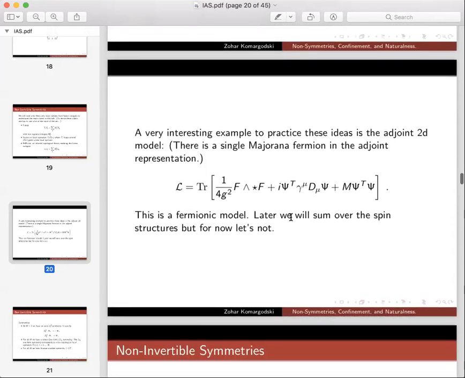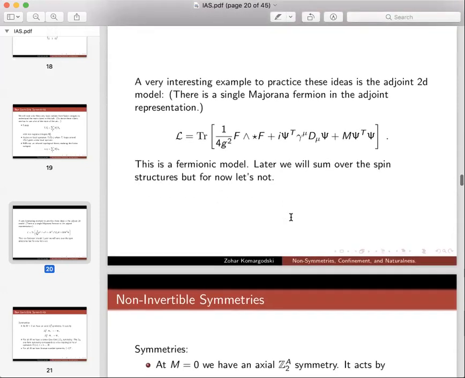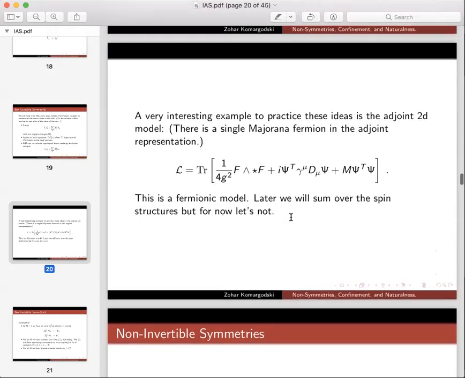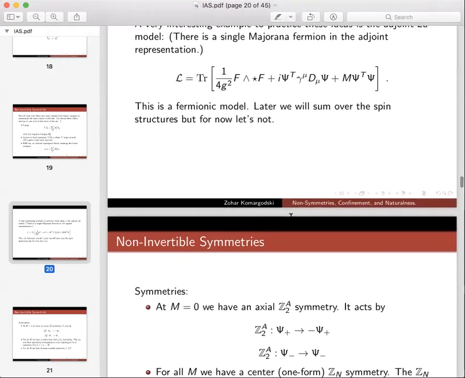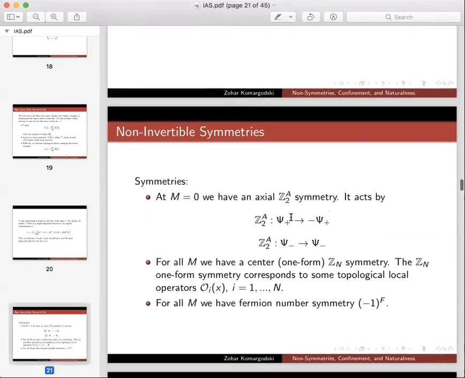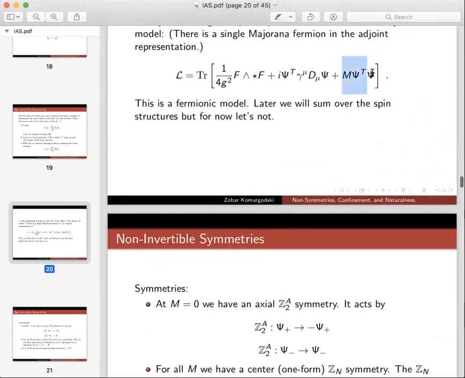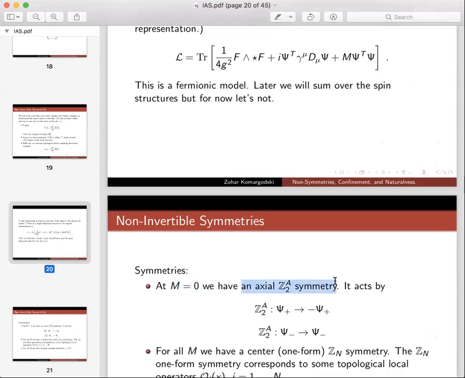Okay, so let me just tell you a few facts about this gauge theory, which appeared in the literature before. This gauge theory was studied in many papers in the 90s and also recently. So the massless point in this gauge theory is special because at the massless point, the fermion has no mass, and therefore there is an axial symmetry.